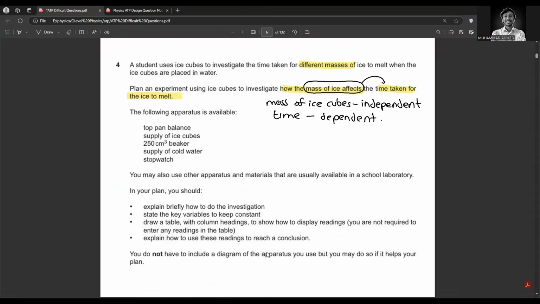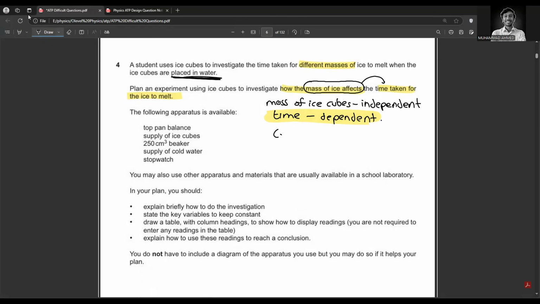Here, you had different masses of ice cubes and you were investigating the time taken for the ice cubes to melt. So, what is your dependent variable? Time taken for the ice cubes to melt. Is there any other factor that can influence the time taken for the ice to melt? Hmm. These ice cubes are placed in water.